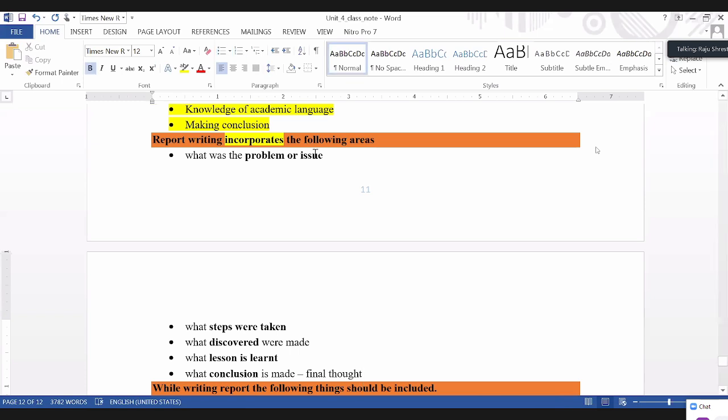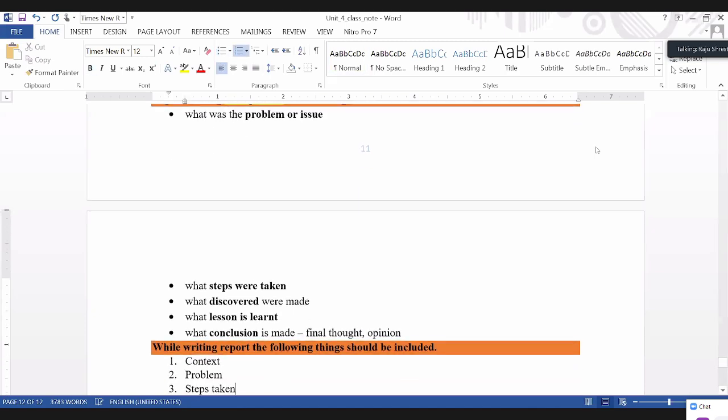What was the problem, के थियो समस्या, issue के थियो, what steps were taken, चरणहरु के अवलम्बन गरियो, and what discoveries were made, के चाहिँ फाइन्डिङमा आयो, and what lesson is learned, के सिकाइ भयो, and your final thought, final opinion के हो, विचार के हो. यति कुरा झल्कन पर्यो रिपोर्टमा. Opinion, final thought, final opinion.